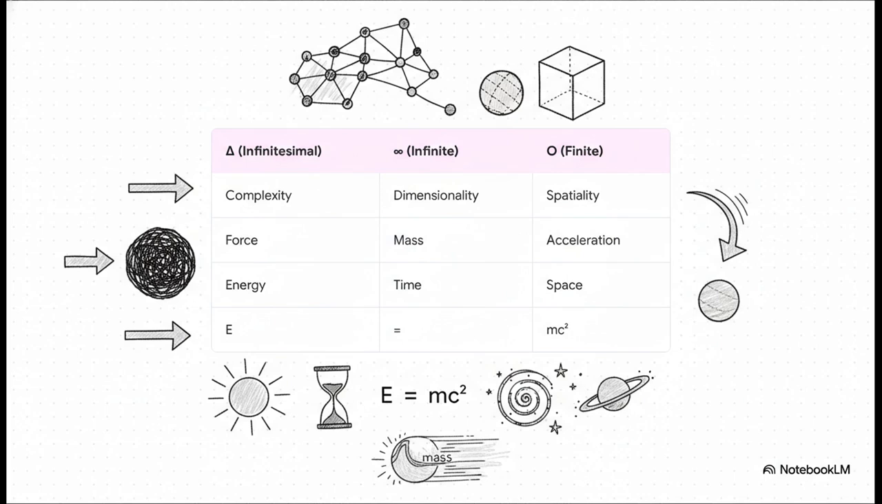They start mapping their delta infinity omega idea onto some of the biggest concepts in all of science. Like in physics, they say force is the infinitesimal push, our delta, mass is the infinite process or potential, our infinity, and acceleration is the finite measurable result, our omega. And then look at the bottom row. They do it to Einstein's equation. They frame energy, E, as the starting spark, delta, the equal sign itself as the infinite transformation, infinity, and mc squared as the stable, finite result of matter, omega.